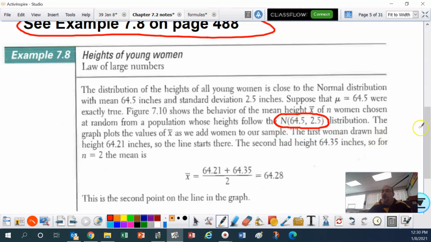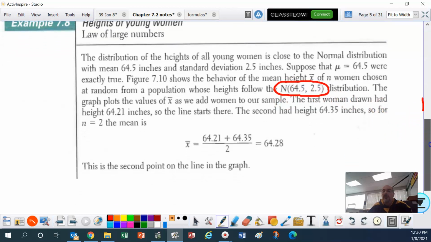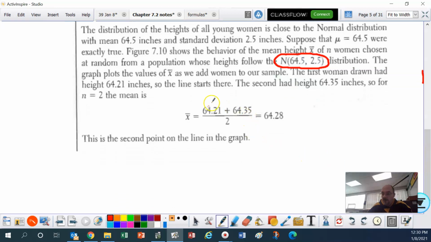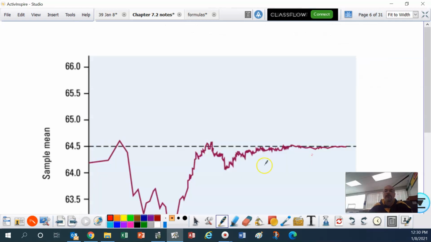Okay, the first woman drawn had a height of 64.21. So the line starts there. The second height, 64.35 inches. So for n equals 2, they took those two heights and averaged them. This is the second point on the line in the graph.